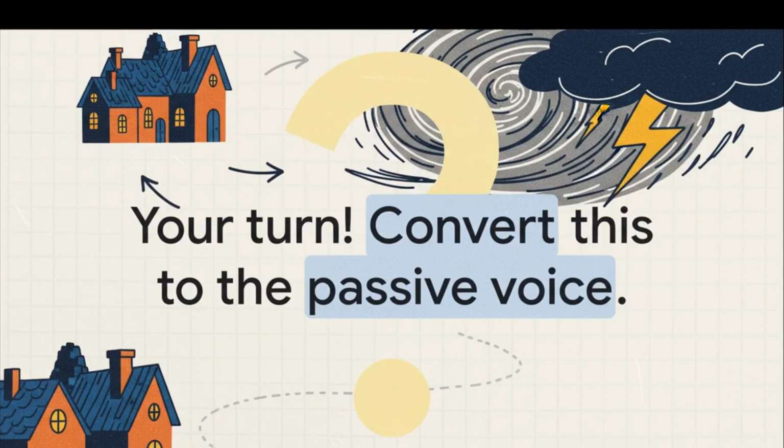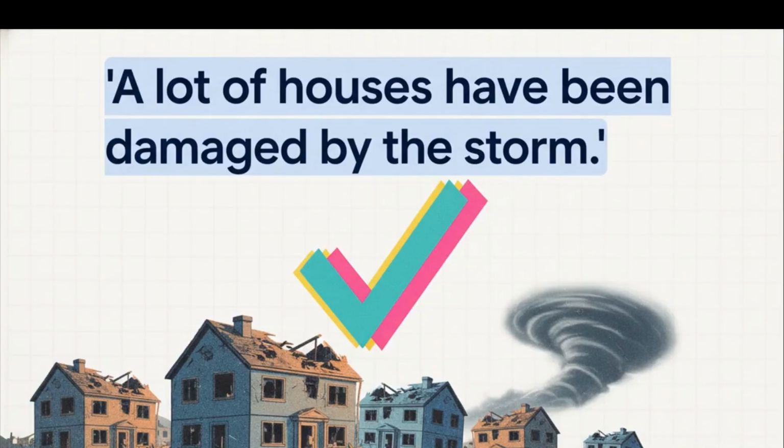Okay, your turn. Quick pop quiz. How would you rewrite this sentence to put the focus on the poor houses instead of the storm? Give it a shot. Boom, there you go. "A lot of houses" moves to the front, becoming the subject. The verb becomes "have been damaged." You nailed it. You just used the passive voice with intention.